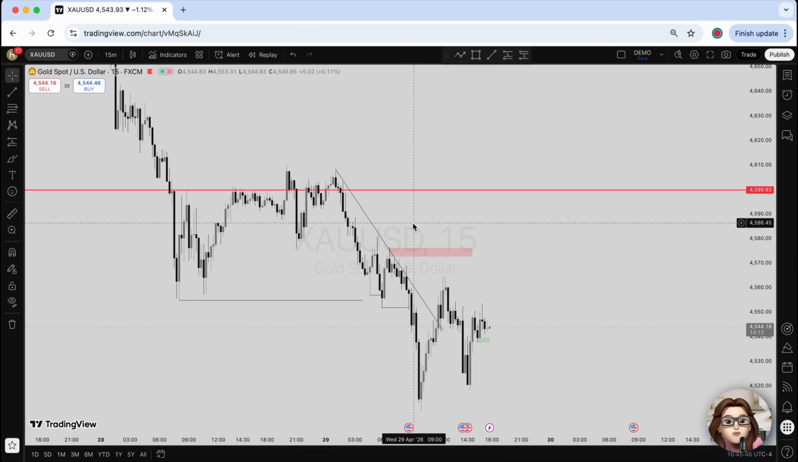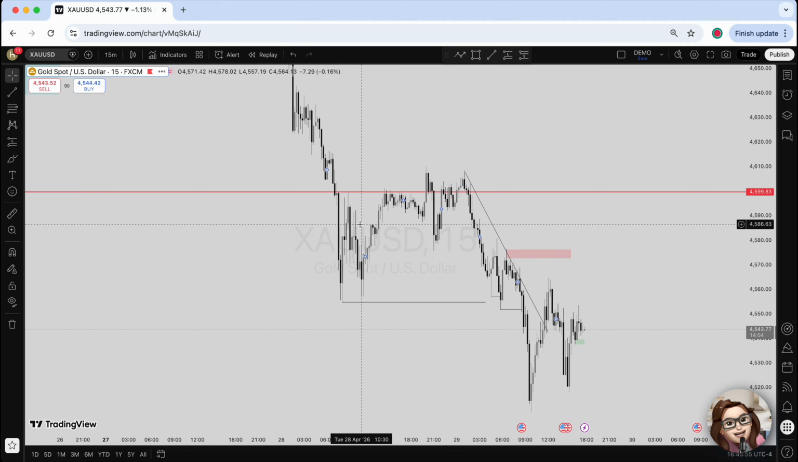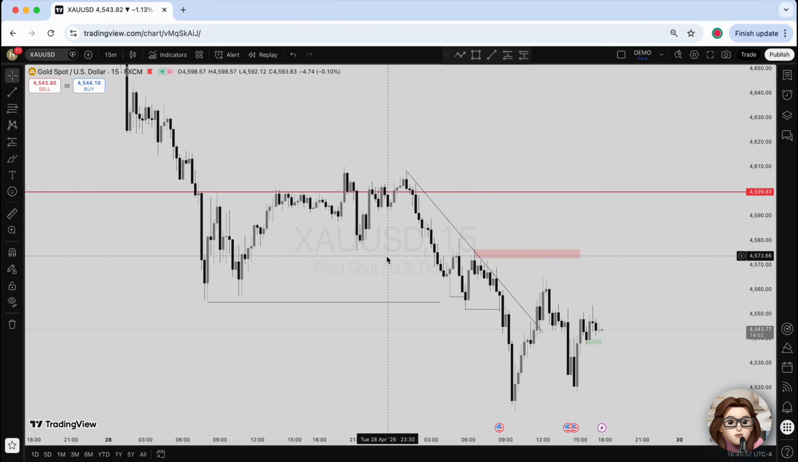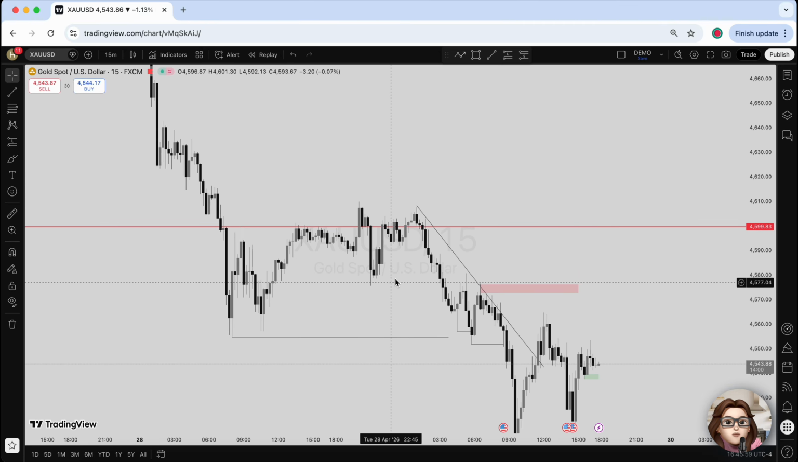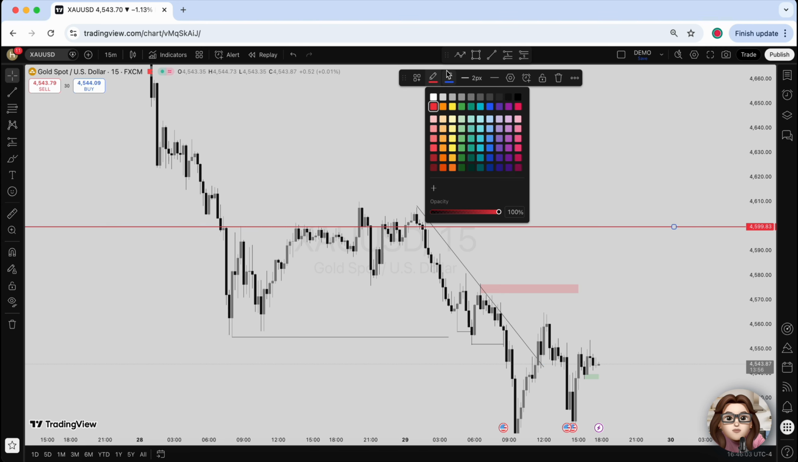Now combine both horizontal and trend lines. When they meet, it creates strong reaction zones. These areas often lead to breakouts or reversals. You can also adjust line color and thickness for clarity. Keep your chart clean and easy to read. With practice, you'll spot these levels instantly.